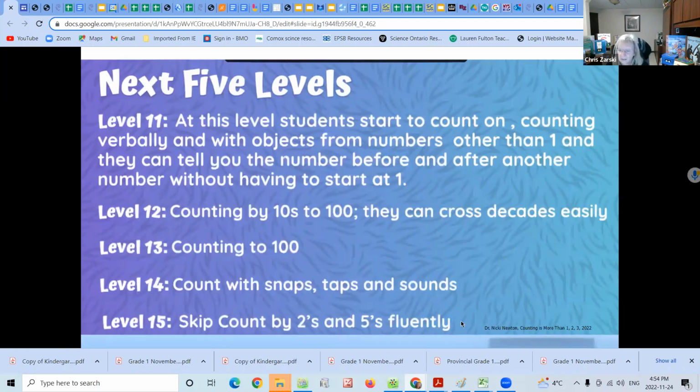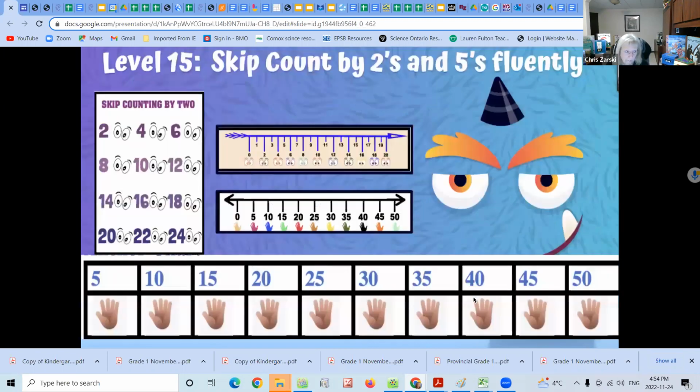Counting by 2s and 5s fluently, right? That needs to be quick. Money would be your best use in that. Count my nickels, count my toonies, count my $5 bills, count my $10 bills. There are so many different ways that I can use that to get to 100.